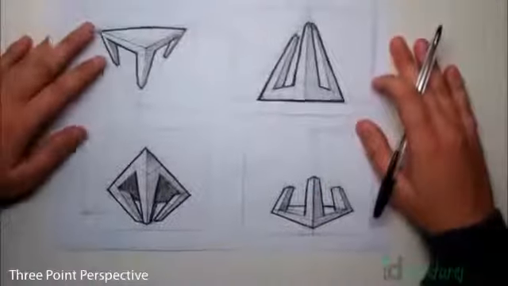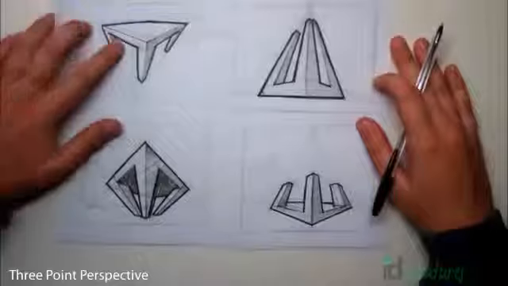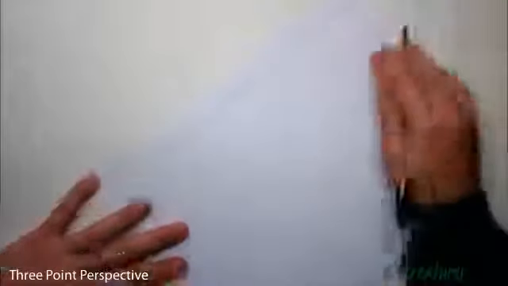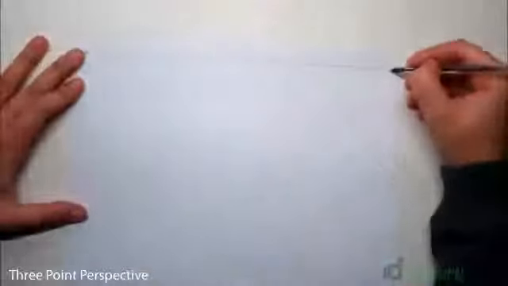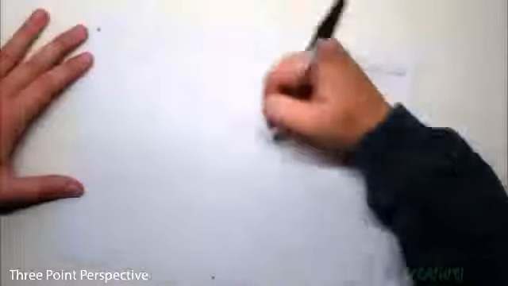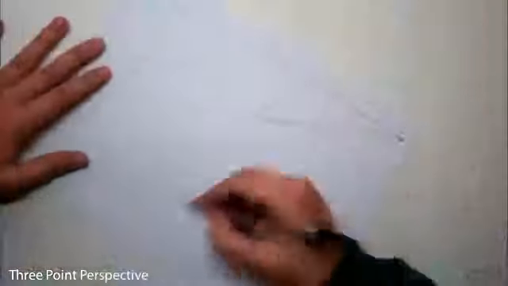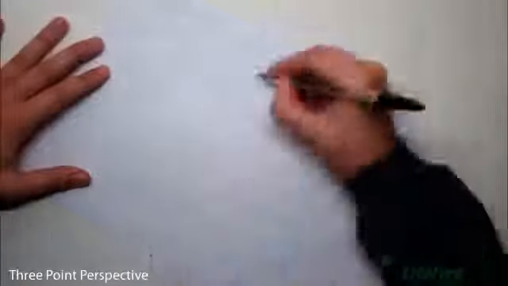What we're gonna do now is make one of these examples that I showed you at the beginning, and I think we're gonna do this one right now. So I'm gonna take another piece of paper, and I am going to draw the horizon line right there. Okay, so 1, 2, 3. I'm gonna do one line right here, one line right there, and one line right here.